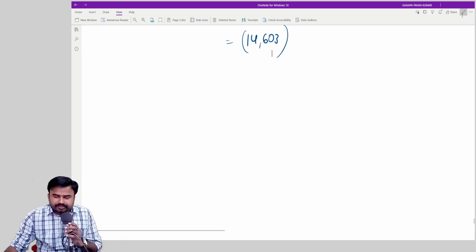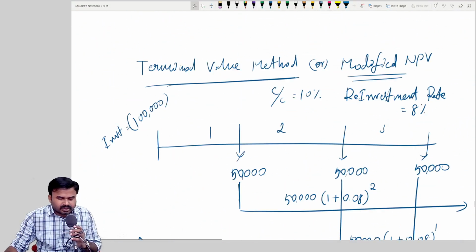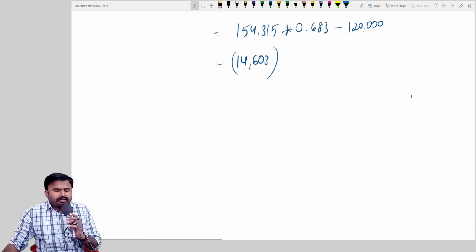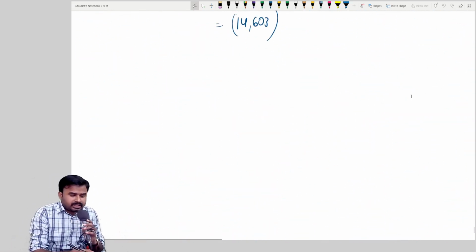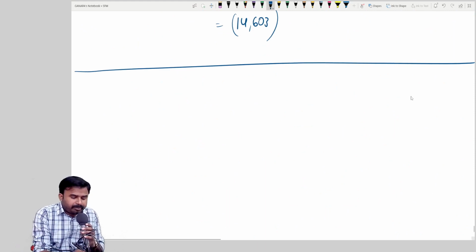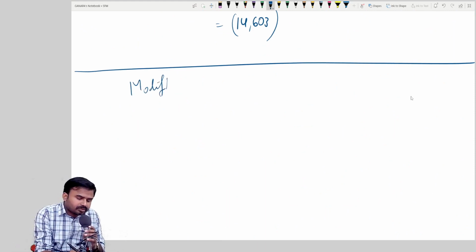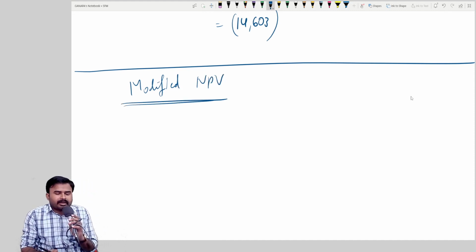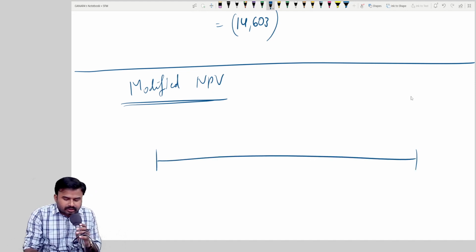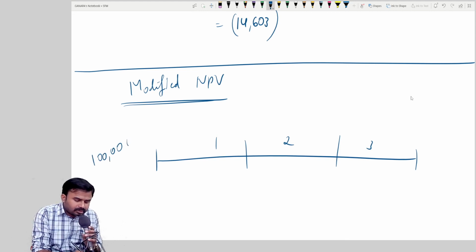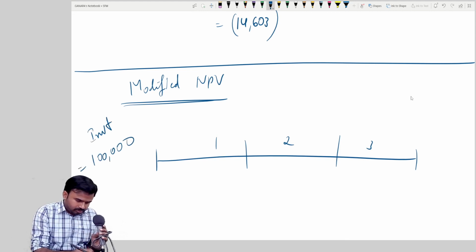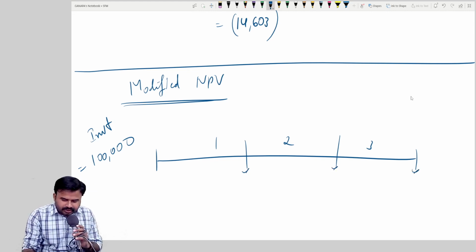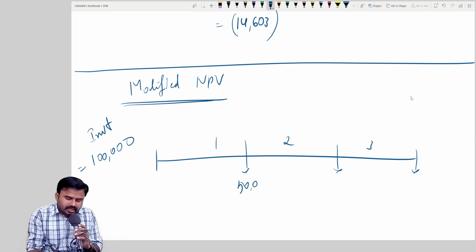See, why are we following this process? That's a question, right? Modified NPV. Why should we understand this concept of modified NPV? I'm taking the same example, 3 years inflows, 50,000 each year.